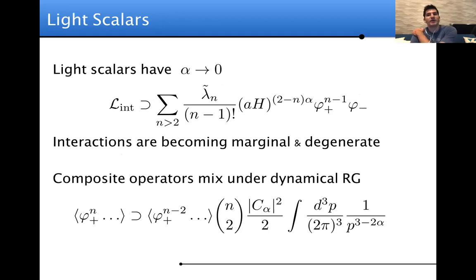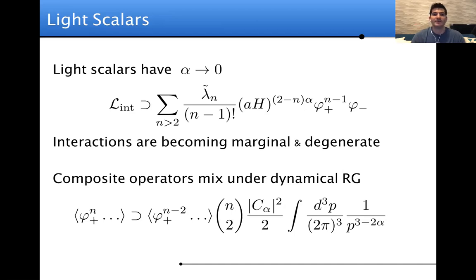Things get more interesting when you move to light scalars. When we take alpha to 0, corresponding to taking the mass to 0, we now have an infinite series of interactions that are all becoming marginal. The phi plus to the n, phi minus are all approaching dimension 3. And because they're all approaching dimension 3, they're all becoming degenerate. For this reason, you should now think, imagining an RG-like process, that these operators can mix under dynamical RG.